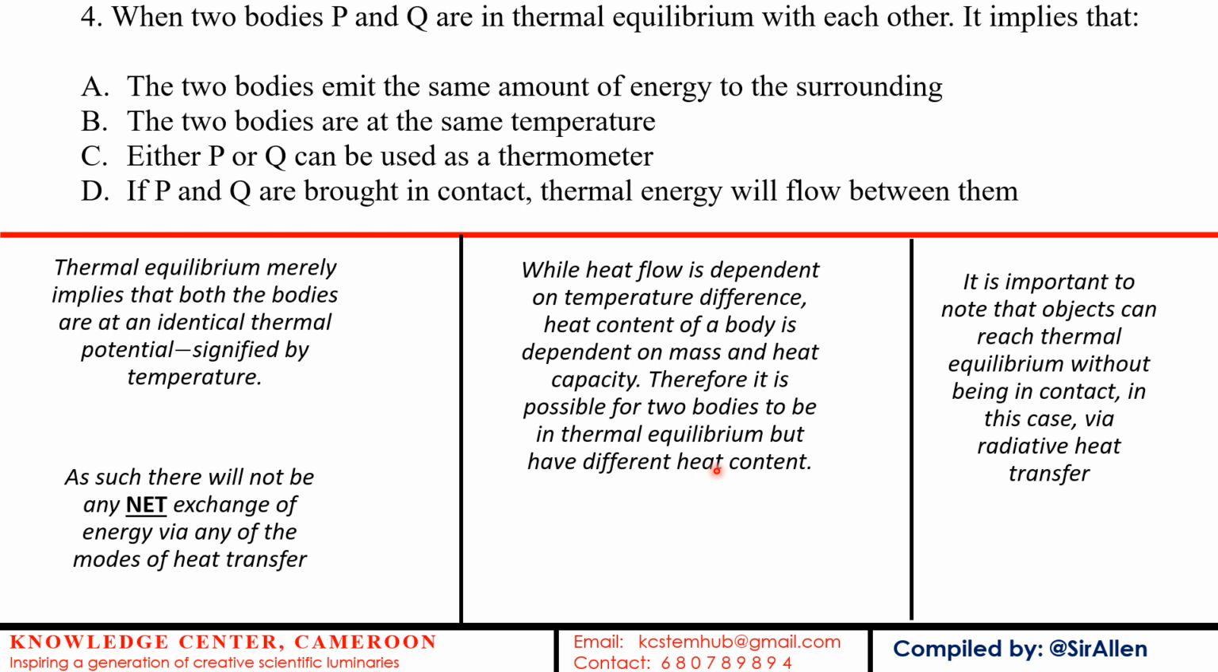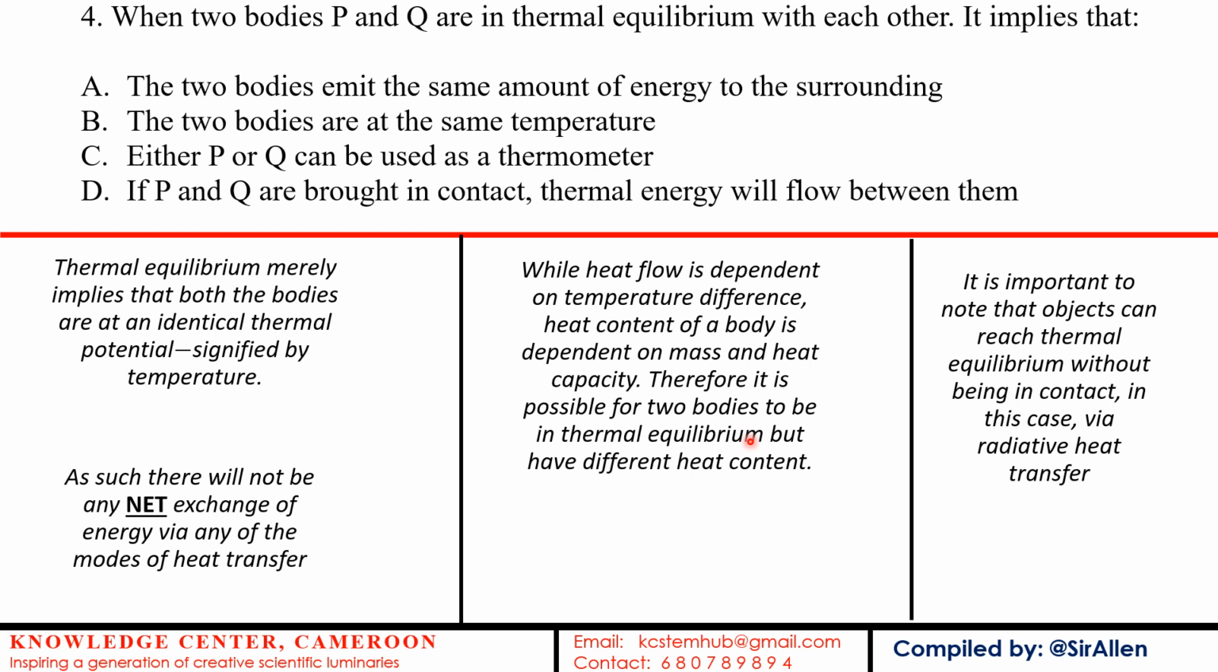Let me show you an example. The ocean and your hot cup of tea. The ocean is at a lower temperature, but it has more energy. Why? Because the heat content of the ocean is a sum of all the kinetic energy and the potential energy of every molecule that makes up the ocean. That is the internal energy of the ocean. So you recognize that it's a function of the mass and the heat capacity. So it has a higher heat content even though it exists at a lower temperature.